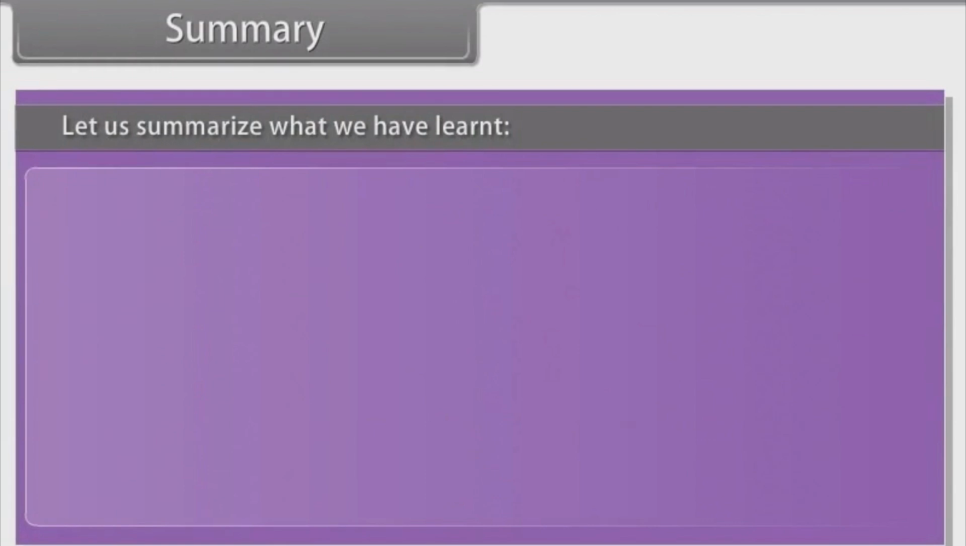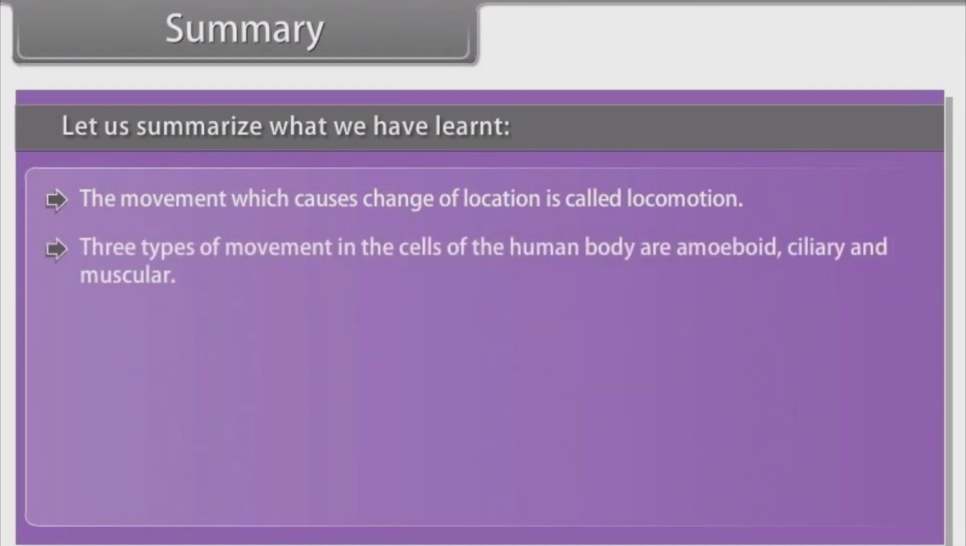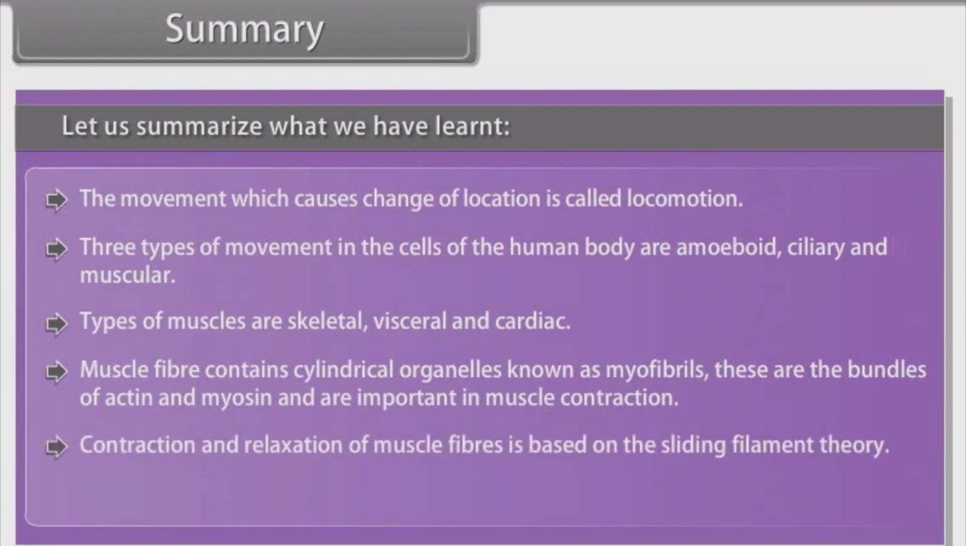Summary. Let's summarize what we have learnt. The movement which causes change of location is called locomotion. The 3 types of movements in the cells of the human body are amoeboid, ciliary and muscular. Types of muscles are skeletal, visceral and cardiac. Muscle fiber contains cylindrical organelles known as myofibrils. These are bundles of actin and myosin and are important in muscle contraction. Contraction and relaxation of muscle fibers is based on the sliding filament theory.